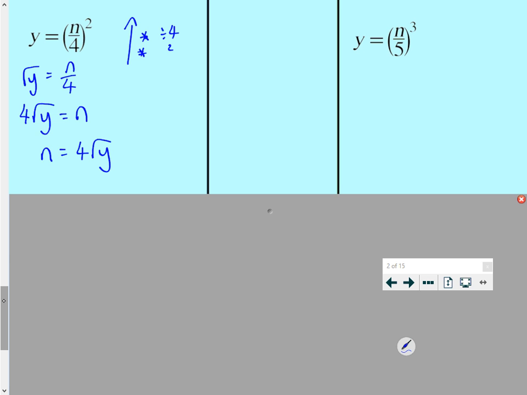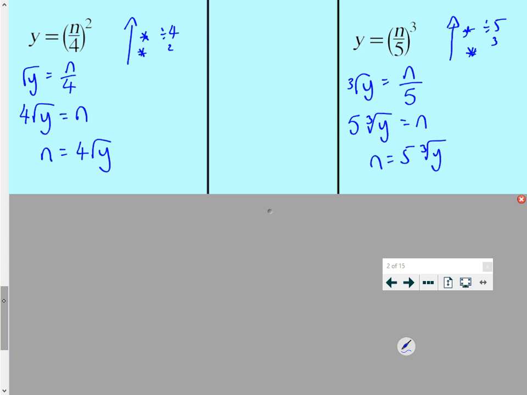For your one, press pause, take as long as you need, then press play to see how you get on. Your one, you're dividing by 5, and then you're cubing. So you're going to take the cube root of y, and that will be left with n over 5. And then you're going to be timesing by 5 on both sides. It'll be 5 times the cube root of y is equal to n. So n equals 5 multiplied by the cube root of y. Again, just be clear that that 3 is the cube root. Okay, so it should be a smaller 3 up slightly higher.